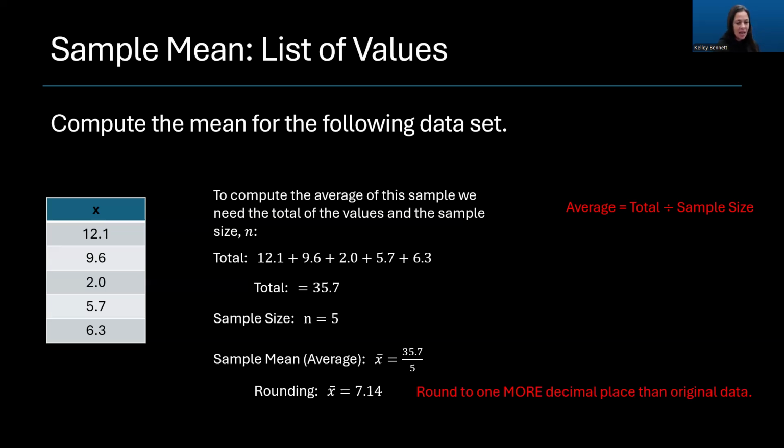We had our data going to the tenths. We had one decimal place in our data. So when we take our average, our mean, we should have 2 decimal places, going to that one more decimal place than the original data.